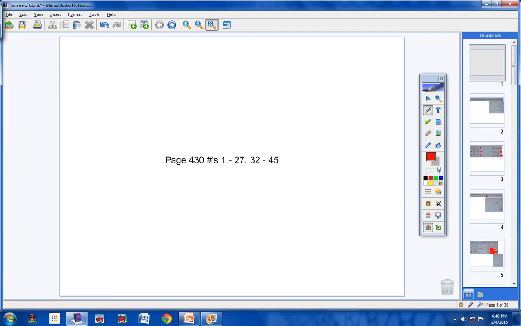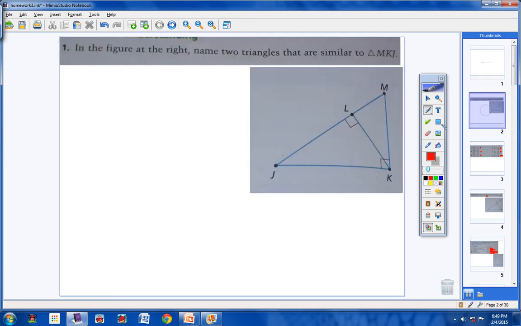Let's go ahead and get started with the problems. Let me turn over in my book here. Let's start off with numbers 1 through 8. 1 through 8 are all dealing with the same figure, okay? So, in the figure at the right, this figure here, name two triangles that are similar to MKJ.